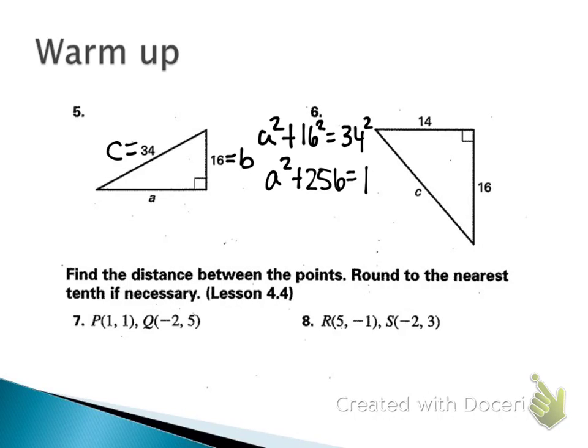A little louder. 1156. Thank you. When we subtract 256 from 1156, we get a squared equals 900. We take the square root. What do we get for a? 30.